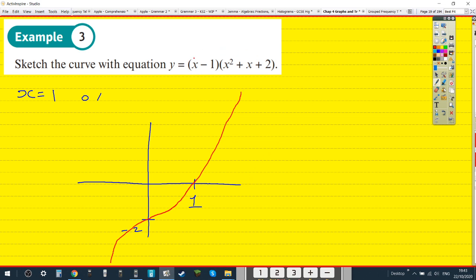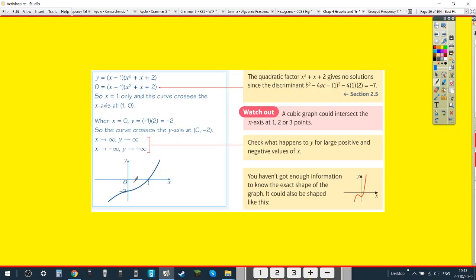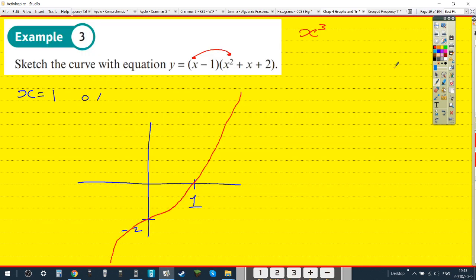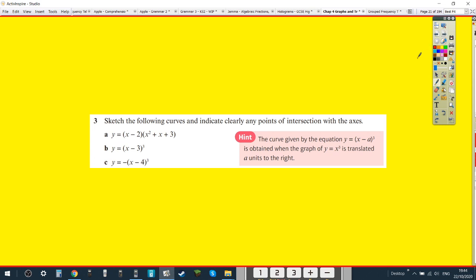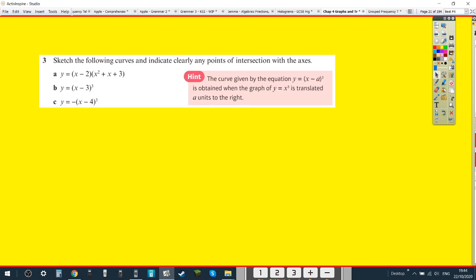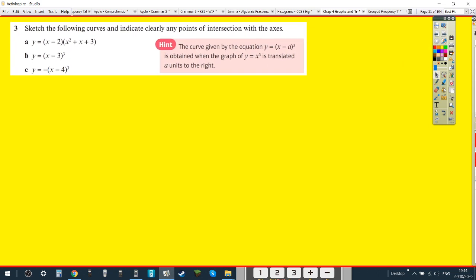If you multiply x by x squared, you get a positive x cubed. And so it's starting bottom left. There it is, -2, 1. So that one only had one root. Any questions there? No. Okay, how would we do 3a?